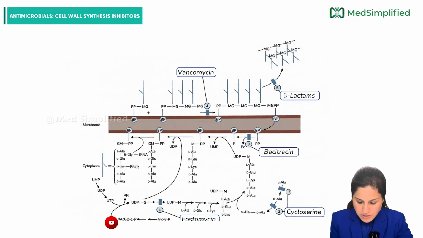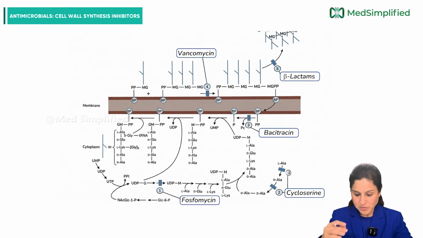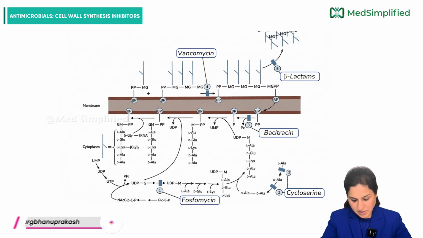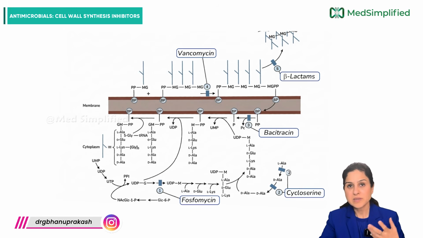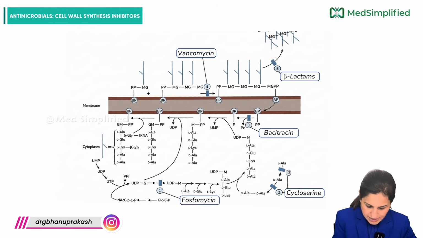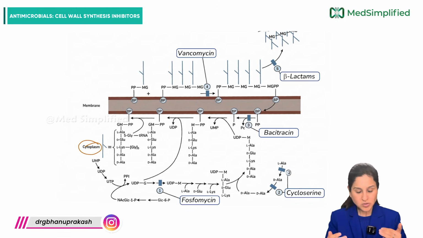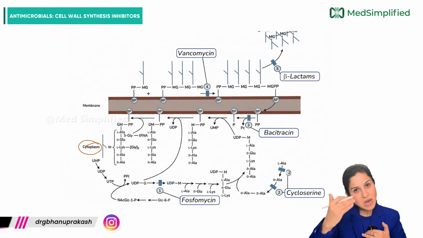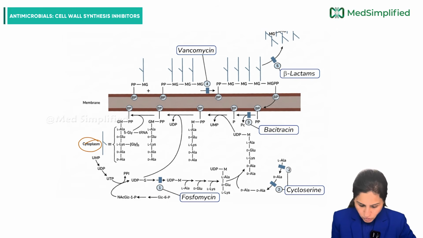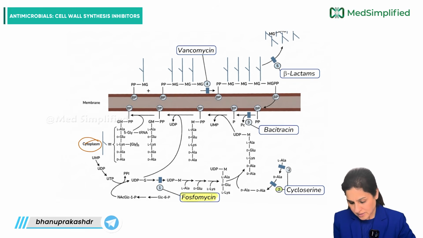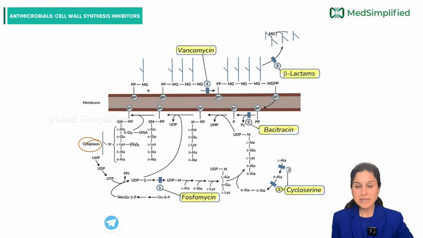In the cell wall synthesis inhibitors, many a time you are shown this particular diagram of how the formation of the cell wall occurs. This is inside. You see the cytoplasm written here? So this is inside the cell. From inside to outside, step number 1 is blocked by fosfomycin. Step number 2 by cycloserine, step number 3 by bacitracin, step number 4 by vancomycin, and step number 5 by beta-lactams.